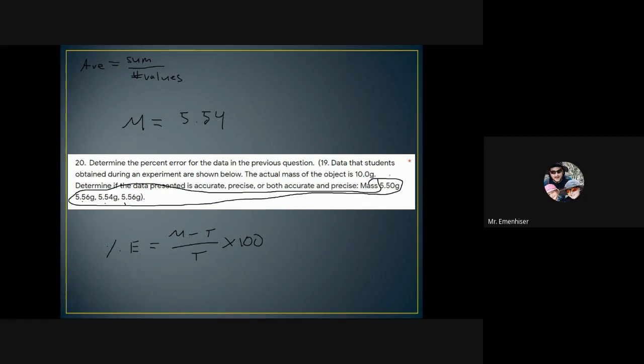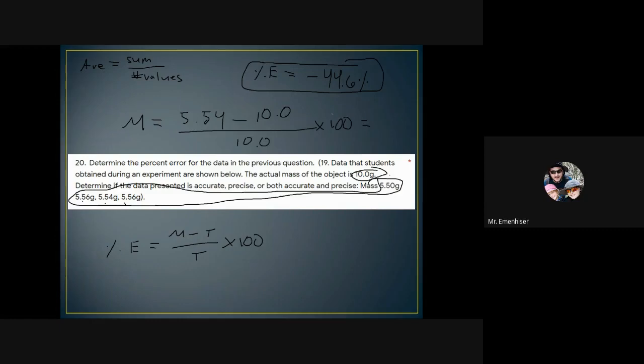So we get 5.54, and we're supposed to get 10 grams. So we're going to subtract 10.0, then divide by 10.0, and then multiply what we get out of all of that by 100. So let's do 5.54 minus 10 equals negative 4.46. Divide by 10, negative 0.446, and then I'm going to times by 100. And I get negative 44.6%. It can be negative. So my percent error is negative 44%.